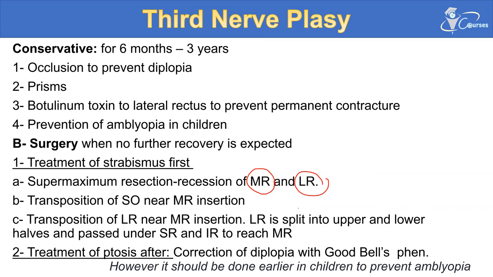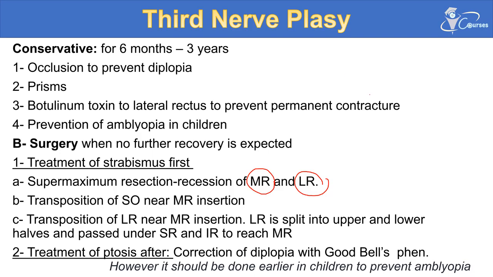Actually, no. We do this if there is residual good medial rectus function. So if there is still medial rectus function, we can do resection. But if it is totally paralyzed, this surgery will not be useful. So what other surgery can we do instead? If there is poor medial rectus function, we can do transposition of superior oblique near the medial rectus insertion. This can aid the adduction.